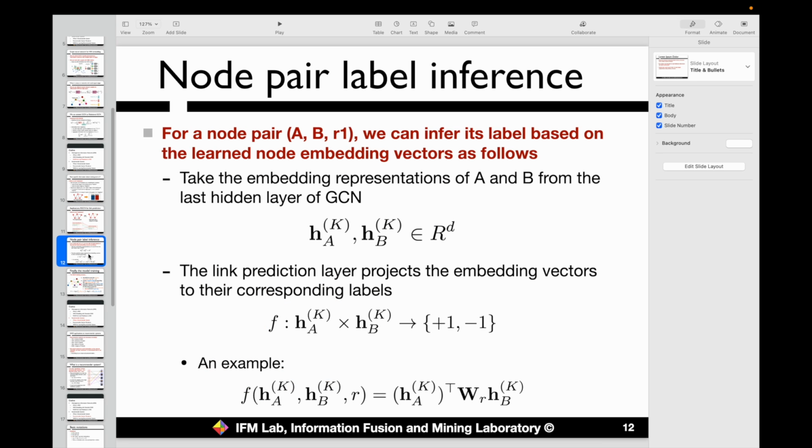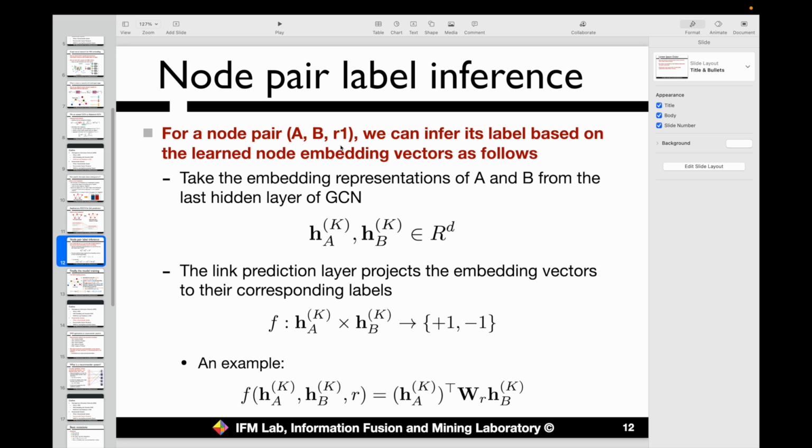Okay, then the question will be, if we have the training set already, how can we define a model? How can we learn a model for the prediction of the links among the nodes? So given a node pair, for example, A, B of relationship R1, we can infer its corresponding label based on their learned embedding vectors we defined before.